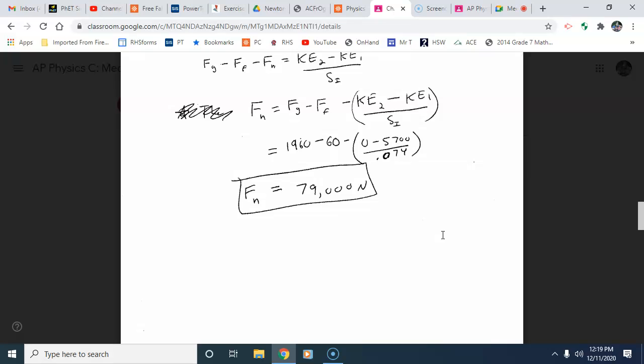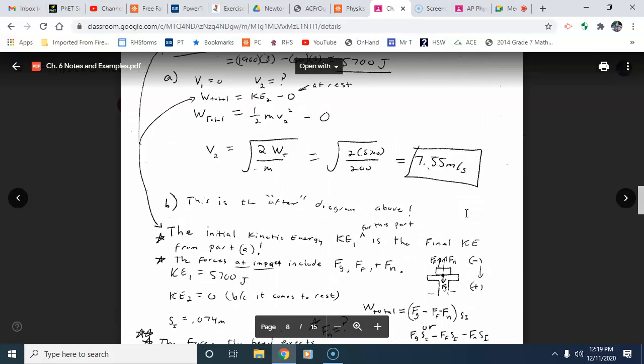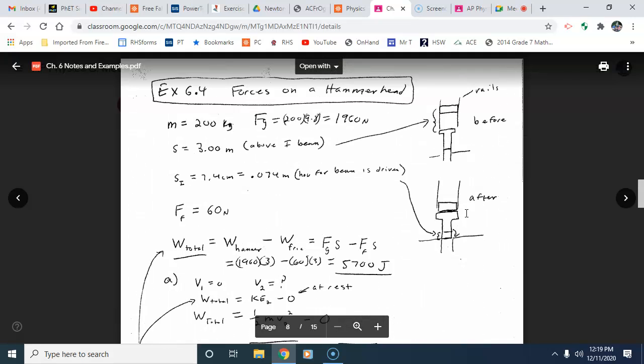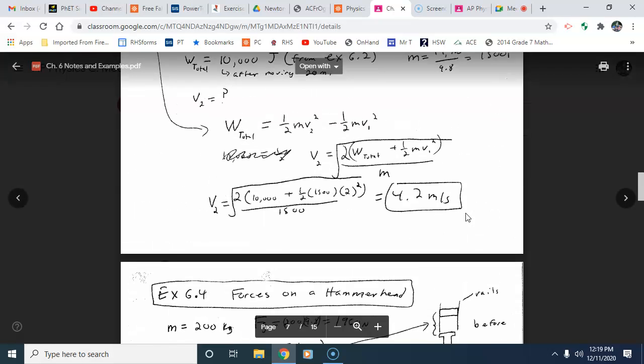That's big. But you got to consider what we are doing here. We're driving a large I-beam into the ground using a pile driver. And yes, you better get a big force else that I-beam's not driving into the ground, right? So a little bit more complex of a problem, but the ideas are all the same. So that ends everything for section 6.2.